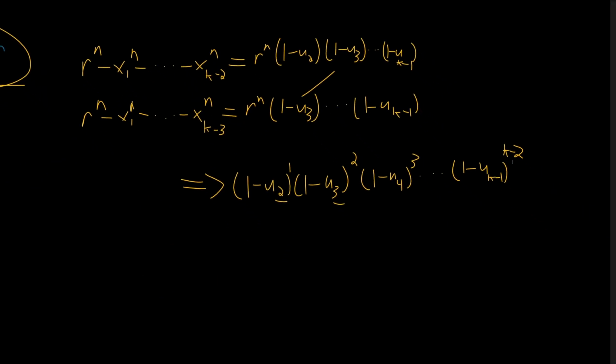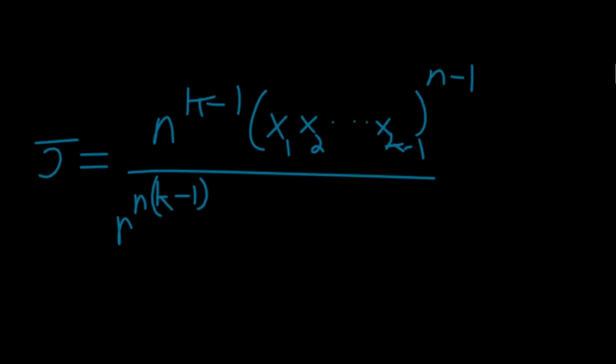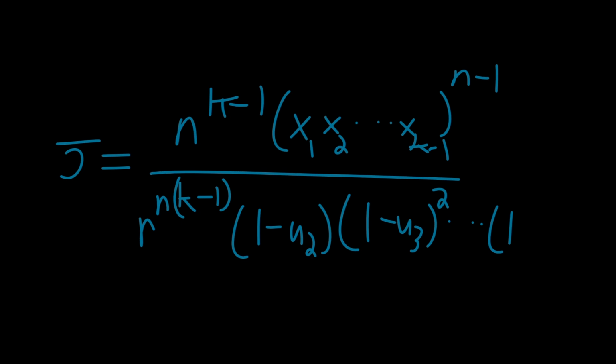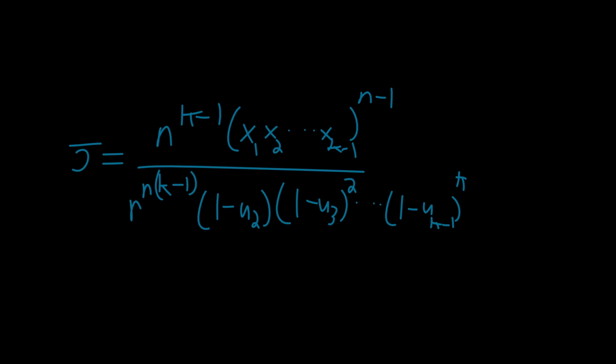So we can just substitute all that in now. We have just 1 minus u2, 1 minus u3 squared, 1 minus uk minus 1, to the k minus 2. Actually, if you wanted to be absolutely evil with this, maybe you could do some product notation. Oh, that would make it look awful.